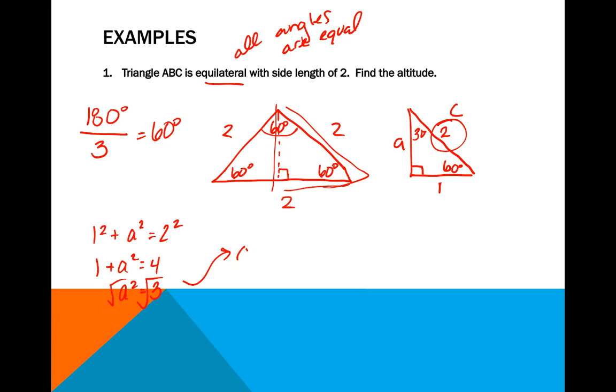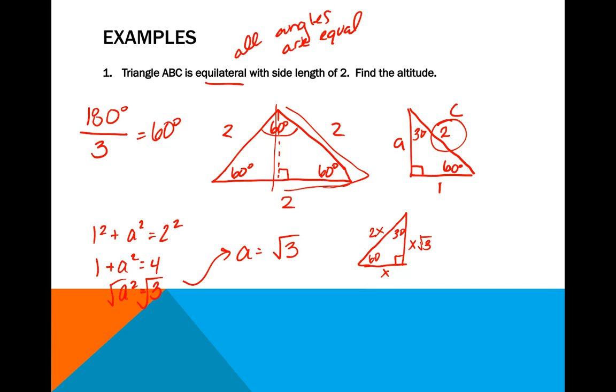And that'll give me an altitude that's equal to the square root of 3. If I want to use my special right triangles from the previous slide, my special right triangle told me that if I have a 30-degree angle, the shortest side is x. Across from my 90-degree angle is twice that size. And then the side across from my 60-degree angle is going to be x times the square root of 3.